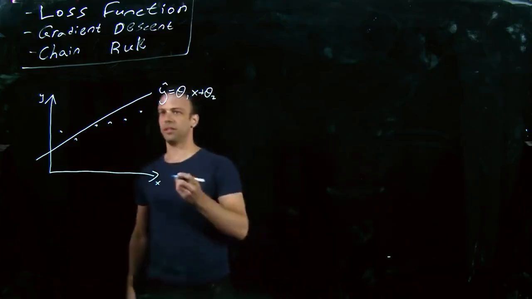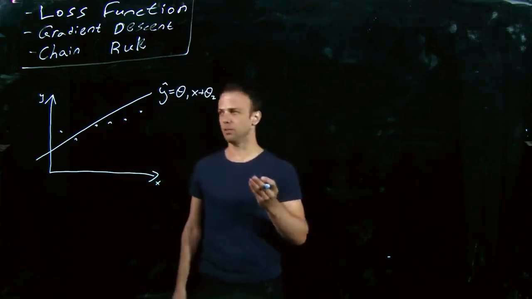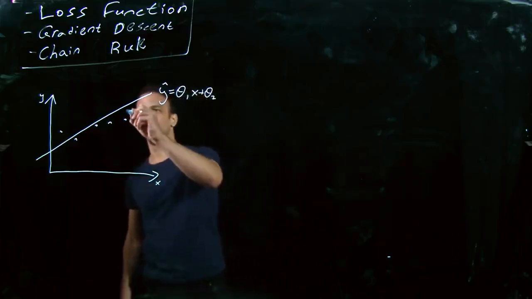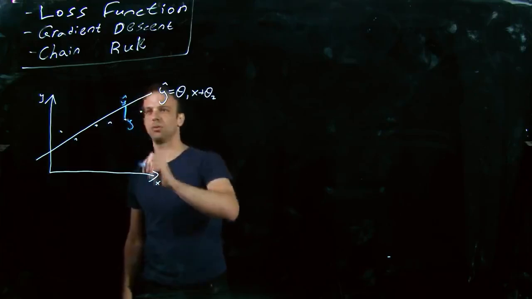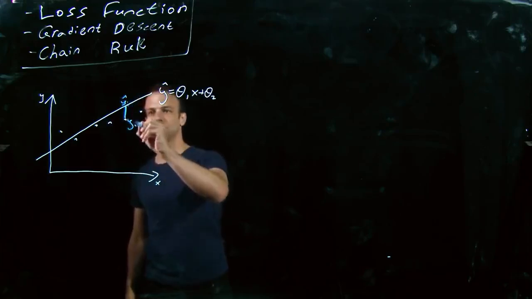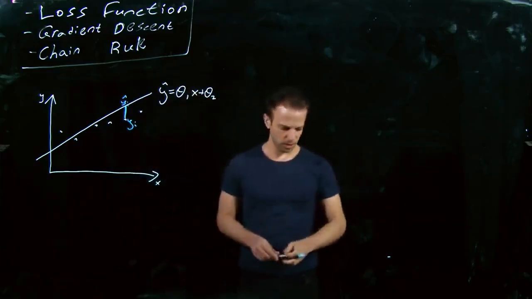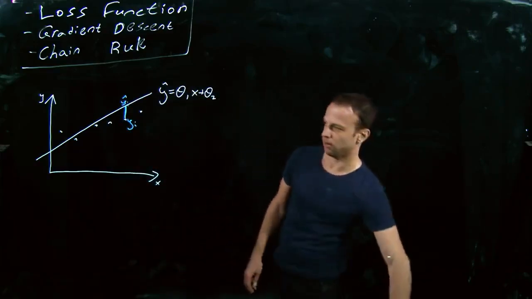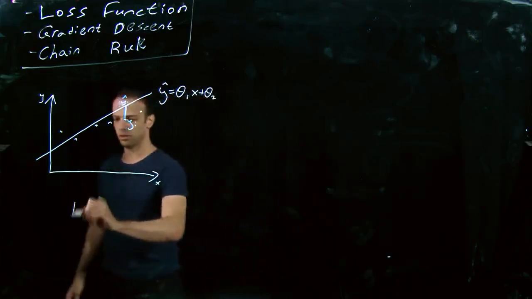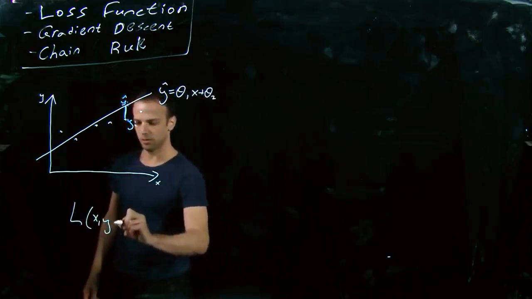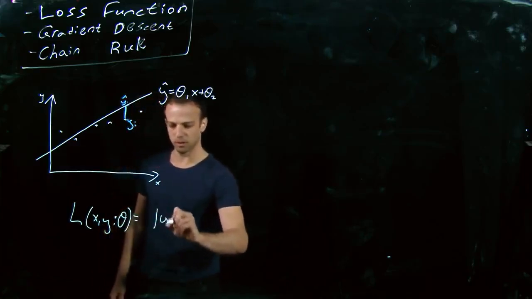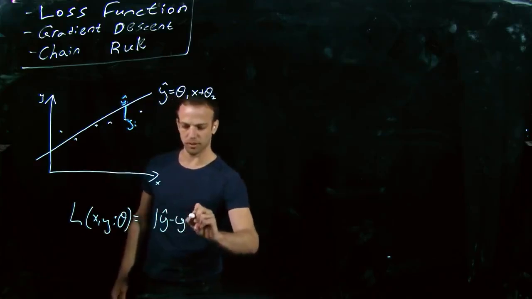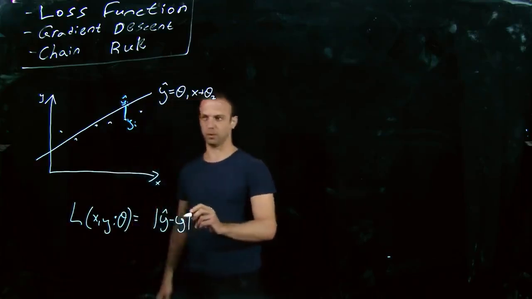Let's first define the error. Now the error can be defined in many ways. Let's, for example, say that we take it as the vertical distance between our prediction and the real value. Okay, so if we write this as an equation, our loss function based on x and y will be just the vertical distance between the 2 points.